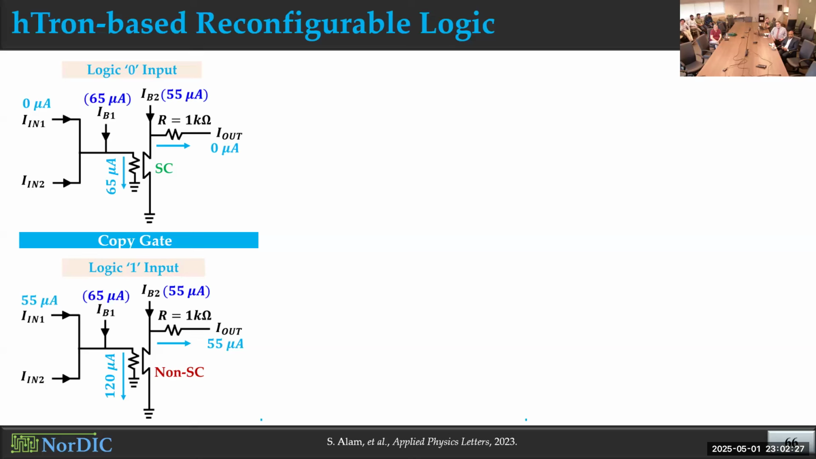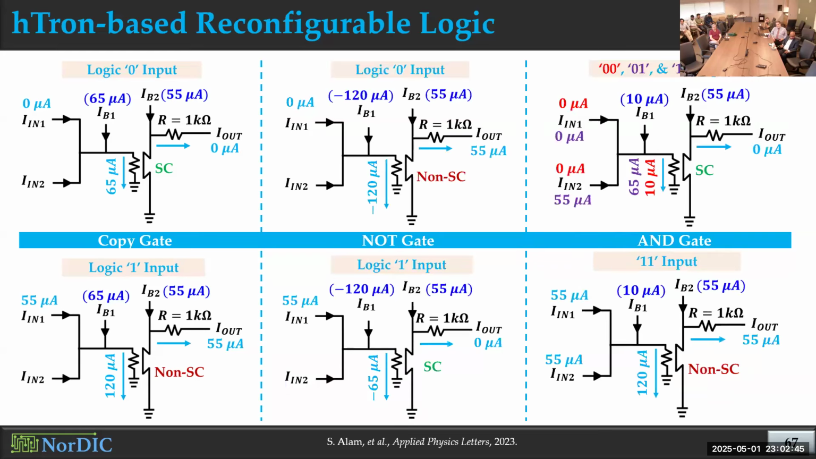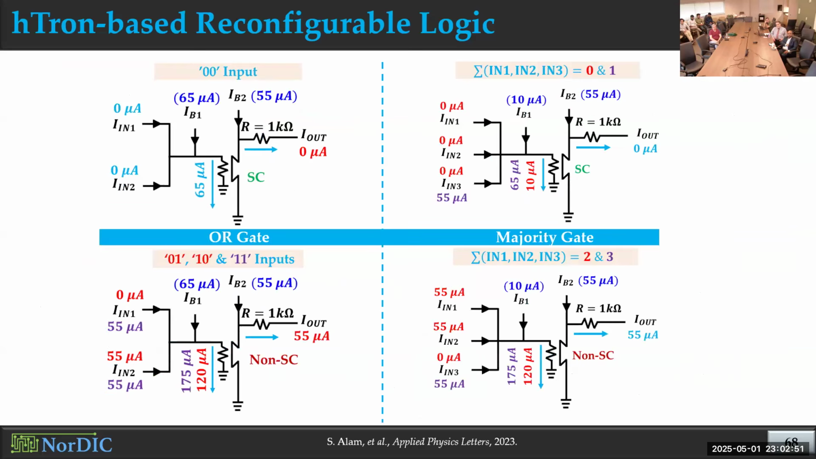For the logic 1 input condition here, we apply 55 microamps to the input terminal. Now the gate sees a total of 120 microamps current, and that's greater than the gate critical current, which is 110 microamps in this case. The channel switches to the resistive state, and we have logic 1 at the output. Using a similar mechanism, we could also perform the 1 input inverter, NAND gate, OR gate, and 3 input majority gate. Here, we only had to choose different values for this IB1 to perform these different logic operations.